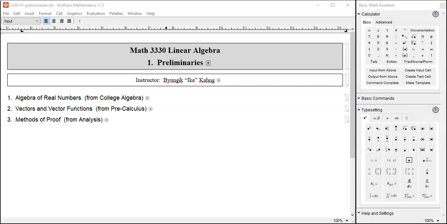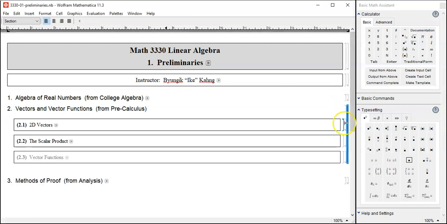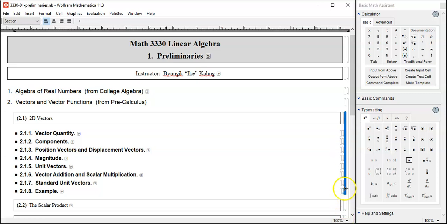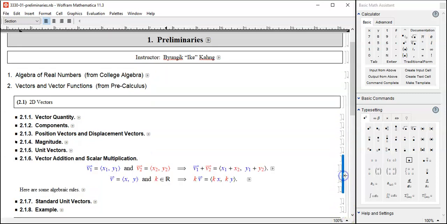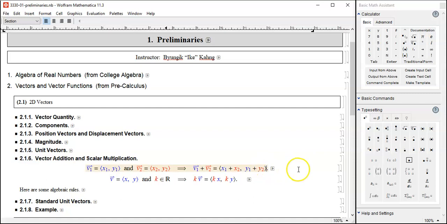Hello students, welcome back. In the previous video, we talked about two algebraic operations of vectors. One is vector addition and the other is scalar multiplication. Here are the computational formulae.